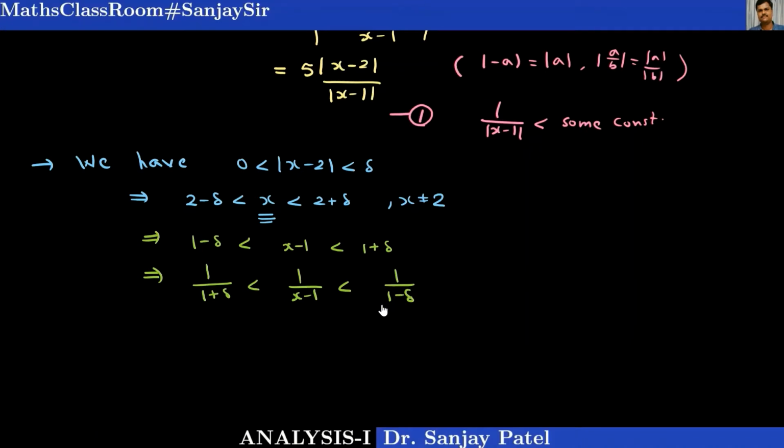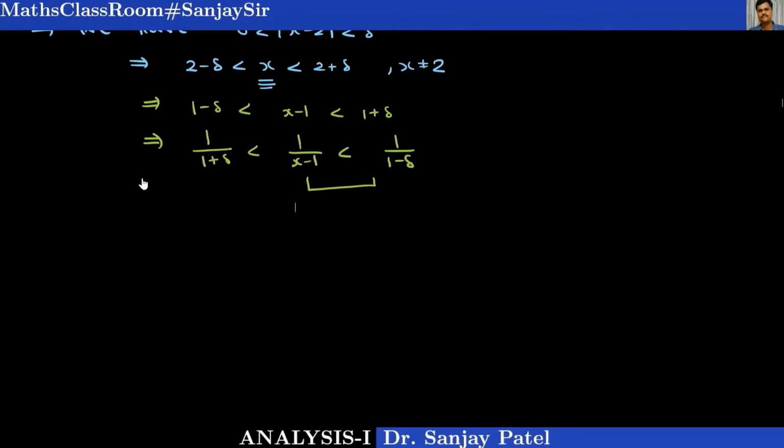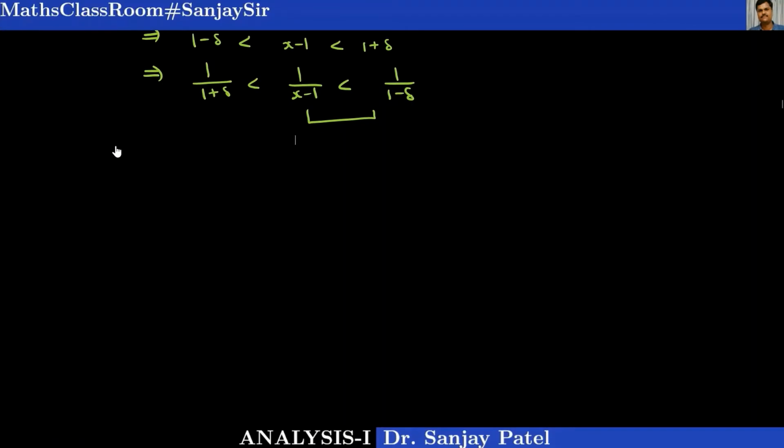What I am interested in is only the second part of this inequality. I want to make 1 upon x minus 1 less than some constant. So delta is in my hand. Epsilon is given by some person and I want to find the delta so that the epsilon delta condition is satisfied. So how to choose delta so that 1 upon 1 minus delta is less than some constant? This delta you can take anything, but always take delta to be positive.